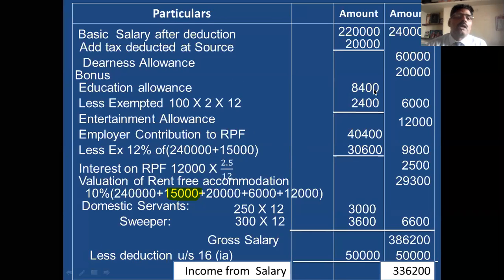In this way, you have to calculate. And in this problem, it is shown how to calculate valuation of rent-free accommodation. 5 marks questions are there on valuation of rent-free accommodation. You calculate like this. Okay. Then next we will see example number 3.